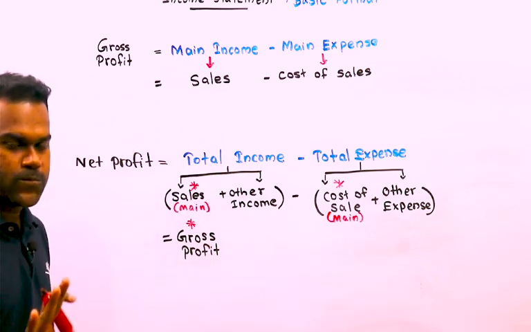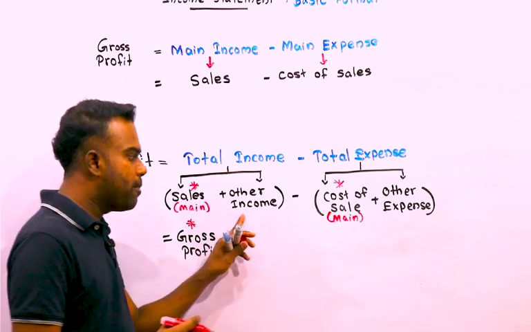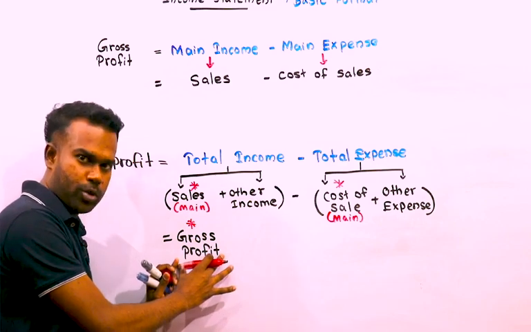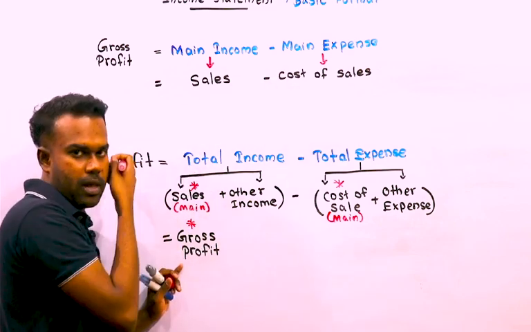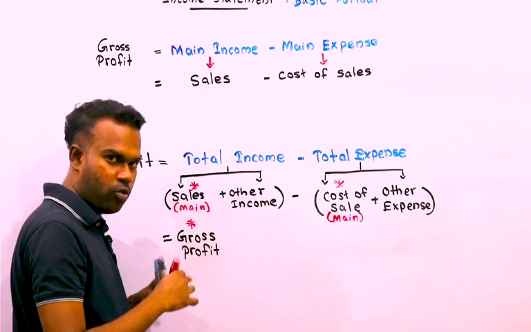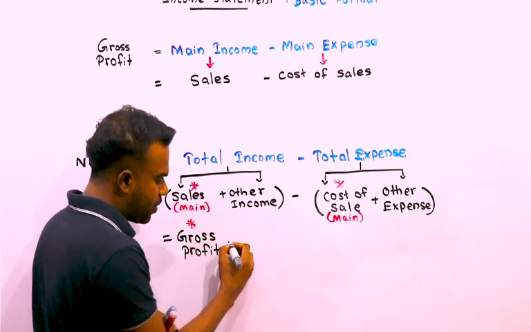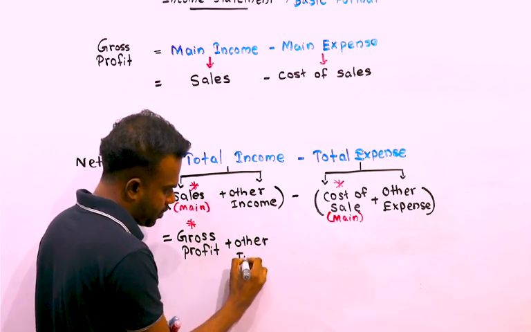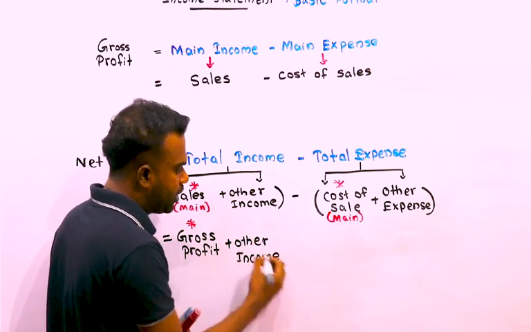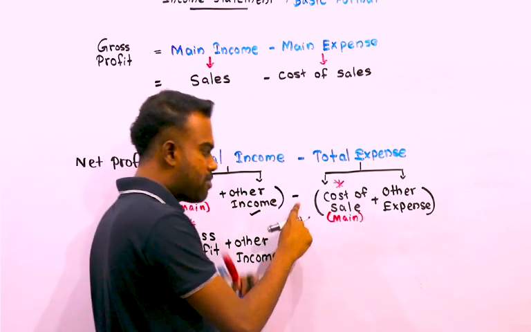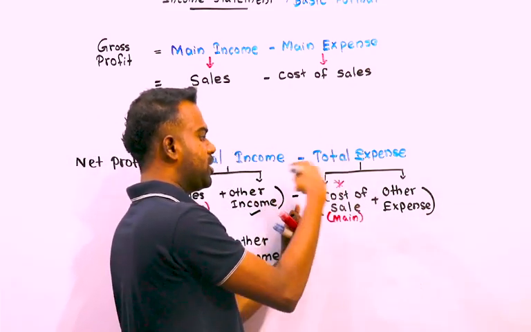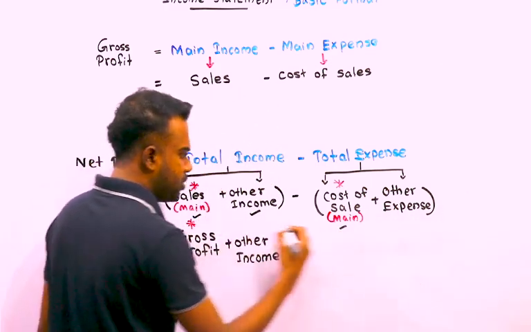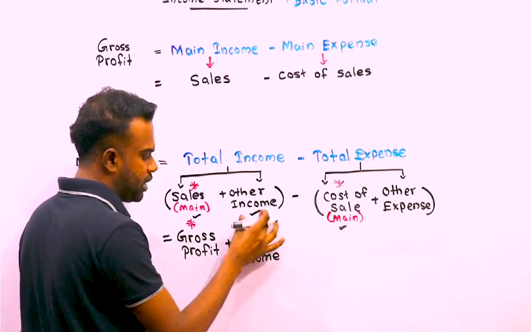Clear? Right? Therefore, we consider, instead of these two, I wrote gross profit. Right? Therefore, other incomes, what do we have to do? Other incomes should be added. Therefore, I'll add it to the other incomes. Then here, minus, no. Then total expenses decrease. They have other expenses only.